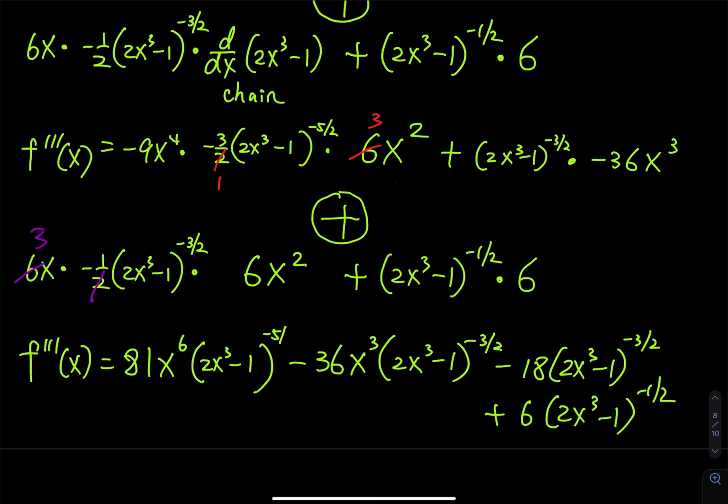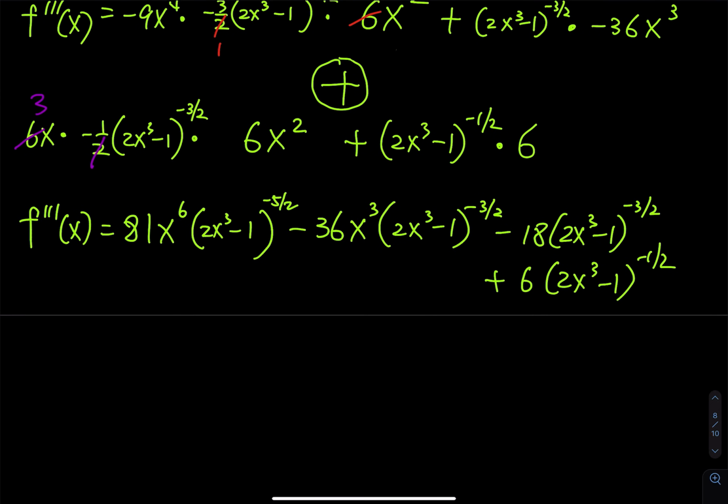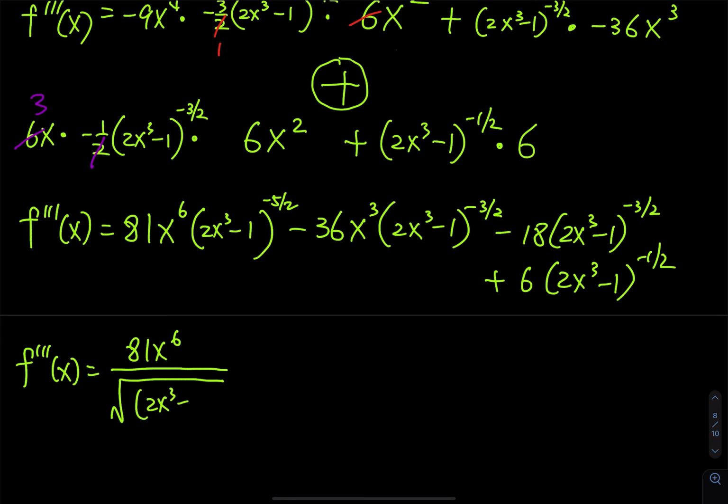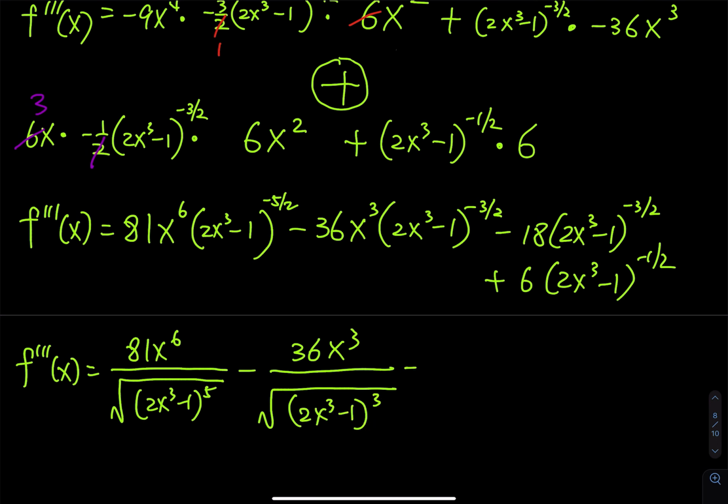If having a negative exponent is not allowed, then you have to take care of this. So f triple prime of x, so you have 81x to the 6, and then you bring this down to the denominator, and then 2x to the third minus 1 raised to the fifth, and then minus 36x to the third, bring the whole thing down to the denominator, and then keep the third power in there. 2x to the third minus 1 to the third power, and then minus 18, and then square root of 2x to the third minus 1 to the third power.